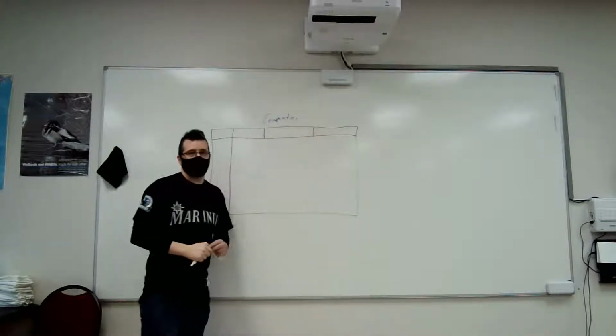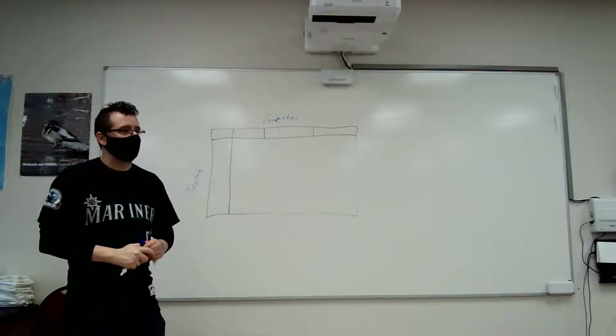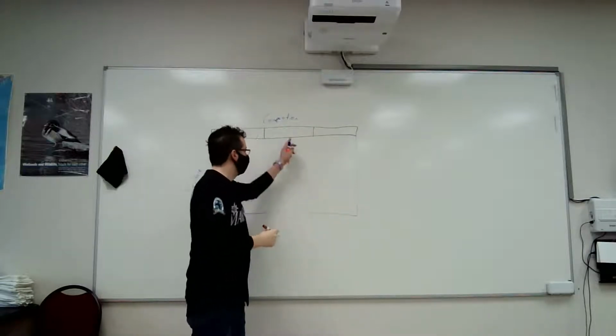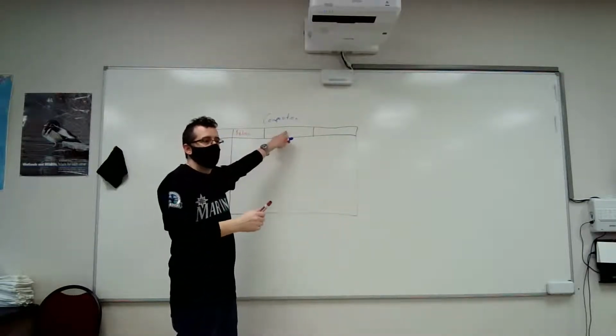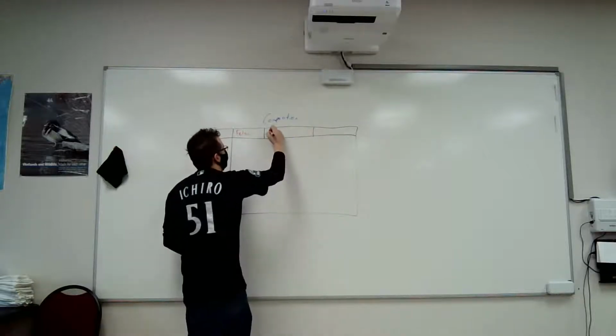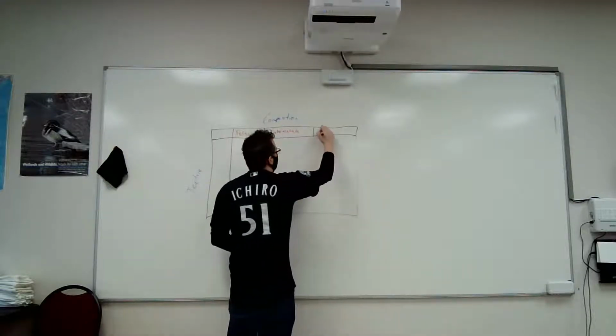We have 3 compositions. What do we got? Felsic. Okay, very good. So felsic. What goes here? Intermediate, very good. And then basic. Very good.